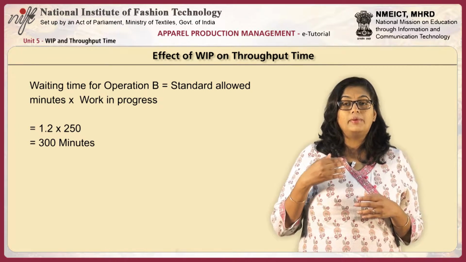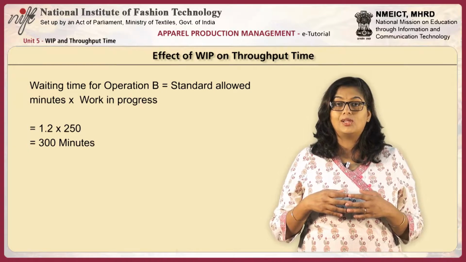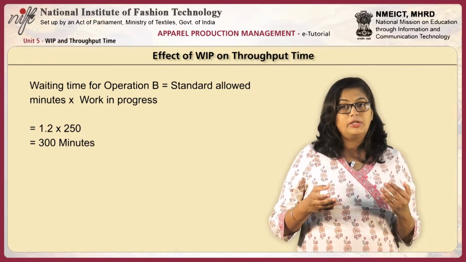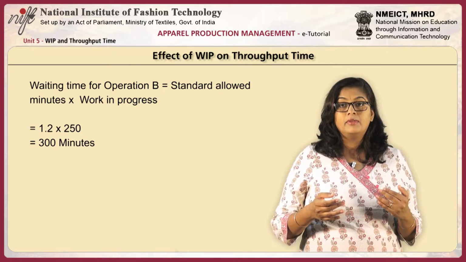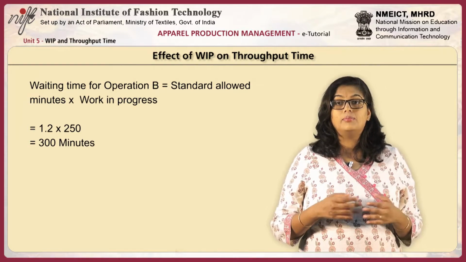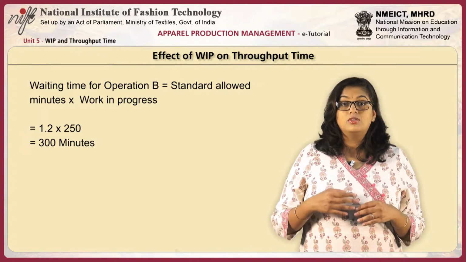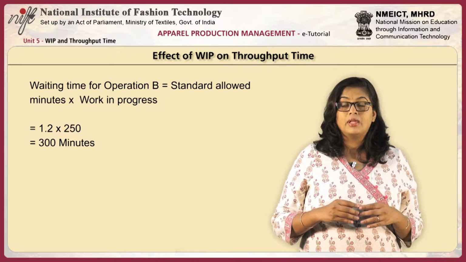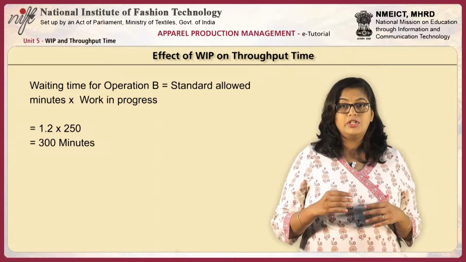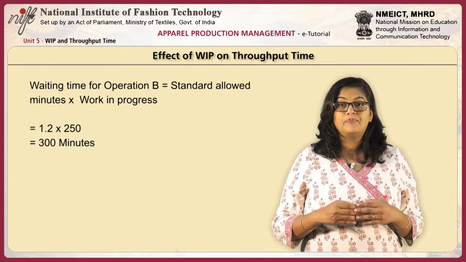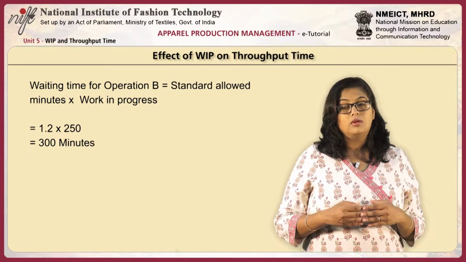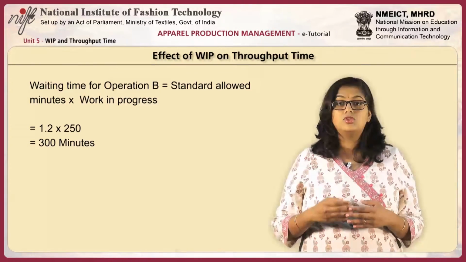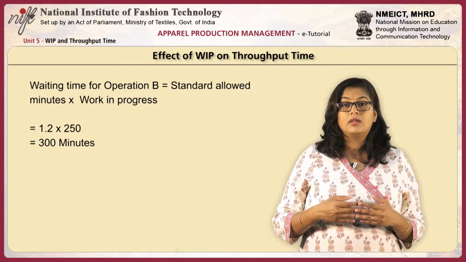Waiting time for operation B would be calculated with the following formula: standard allowed minutes for that particular operation, that is SAM, into work in progress. So, the SAM value of operation B is 1.2 minutes and the work in progress mentioned there is 250 pieces. So, the waiting time would be 1.2 minutes into 250, so 300 minutes.